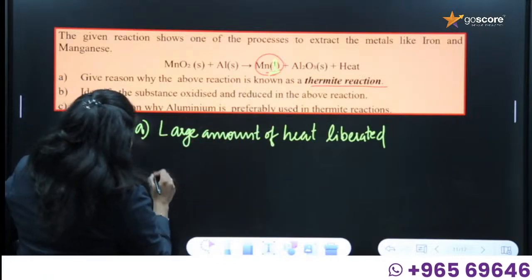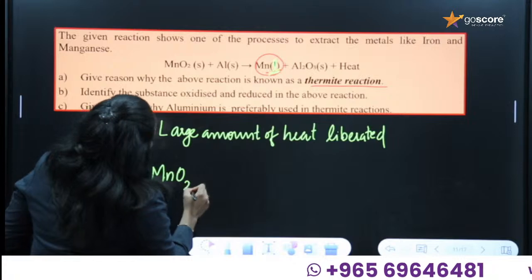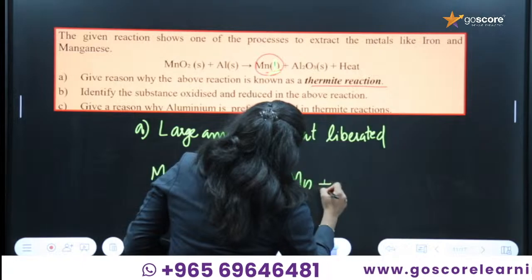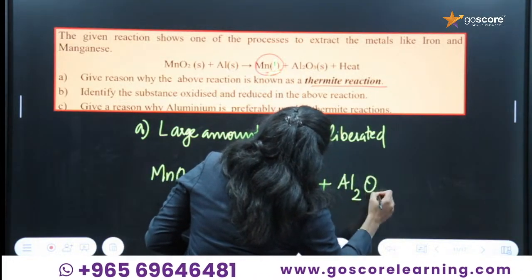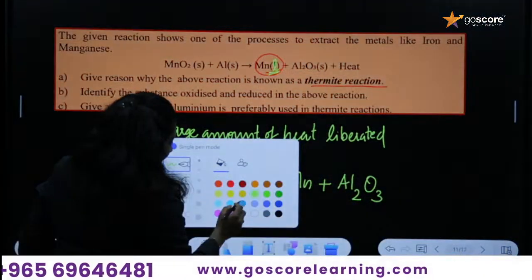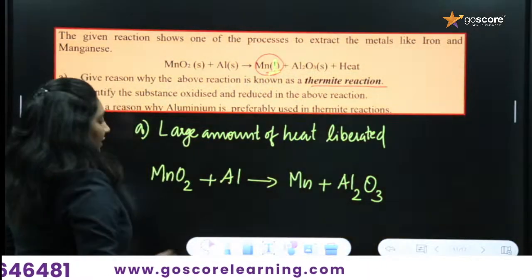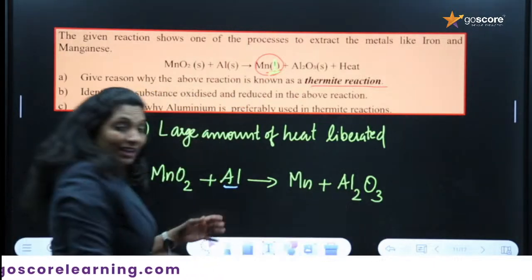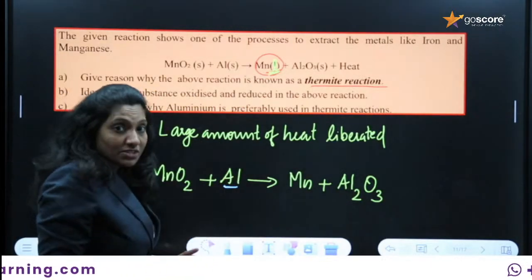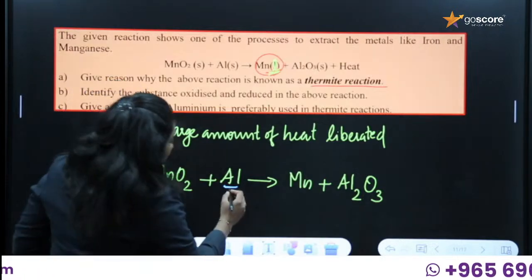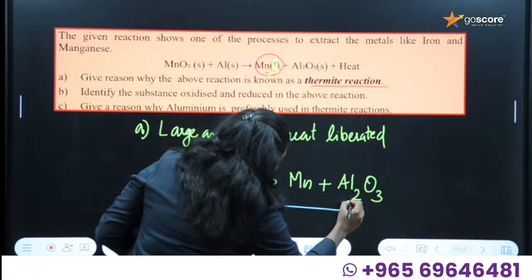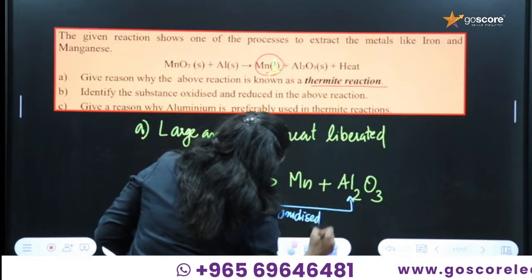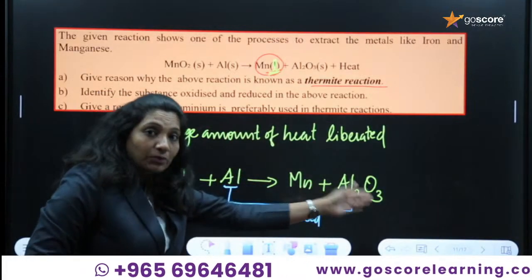I am just rewriting the reaction here. MnO2 plus Al gives manganese plus Al2O3. Now see, which one is getting oxidized here? For aluminium, oxygen is being added, addition of oxygen, that is oxidation. So we can say aluminium gets oxidized to aluminium oxide.